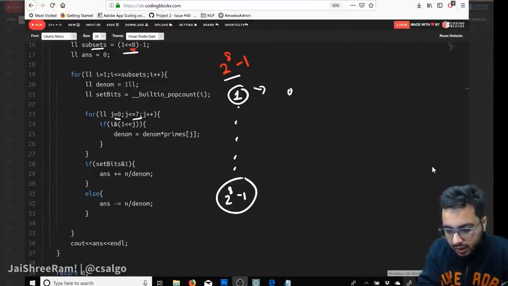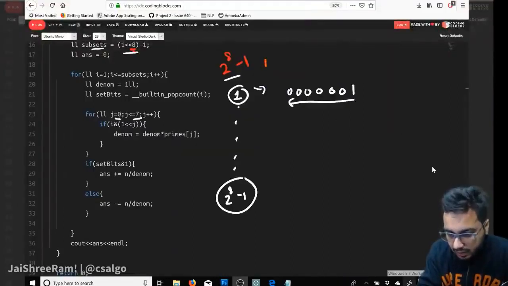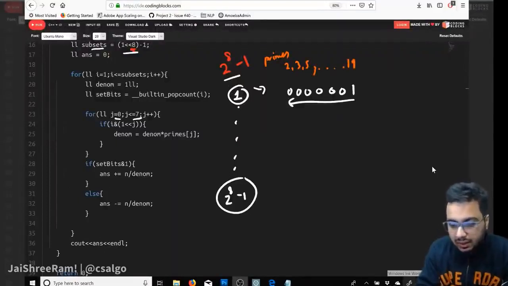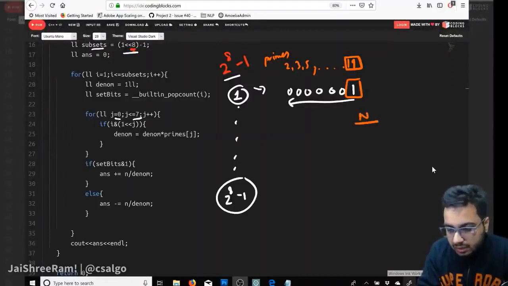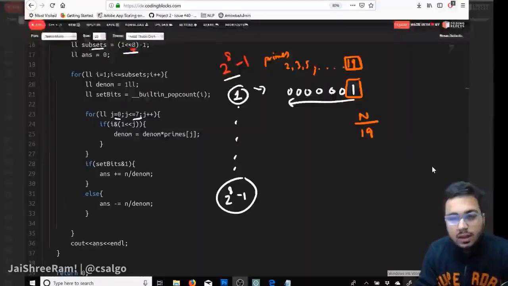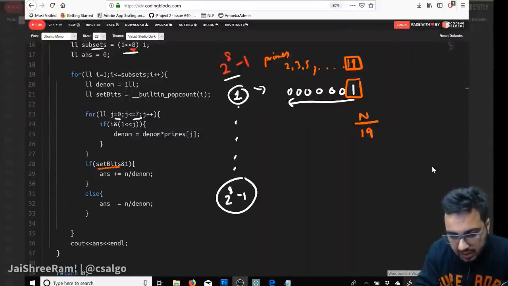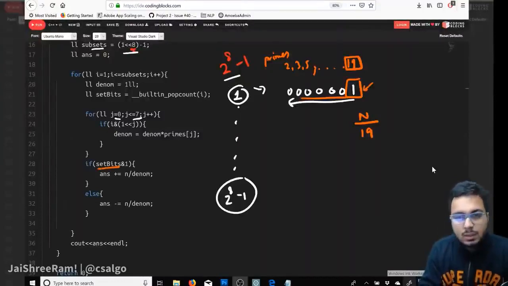So I iterate over what all 8 set bits are, and here I have a list of primes starting from 2, 3, 5 up to 19. So 19 is my 8th prime. Then I see if this bit is 1, which means I'm going to take 19 and multiply my denominator with 19. So I will find out how many numbers are divisible by 19 by doing n divided by 19. And I see how many set bits are there in this number. There is only one set bit, so this term will be added to my answer.